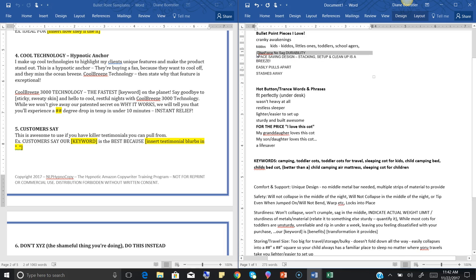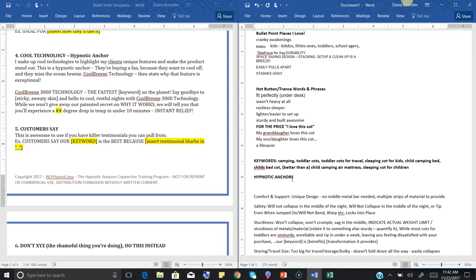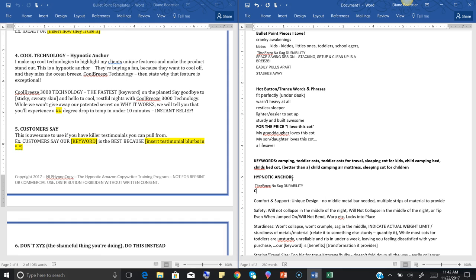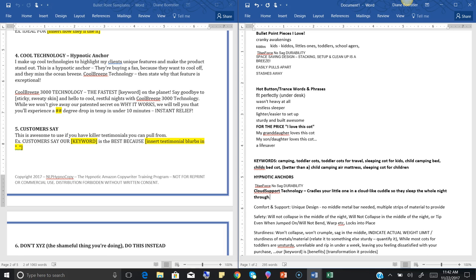That's a hypnotic anchor. That's one that I liked. We also had cloud support, which was excellent. So cloud support technology, right? Remember you always have to explain it. Cradles your little one in a cloud-like cuddle, so they sleep the whole night through. I would even say so they feel protected, so they feel comforted and sleep the whole night through, right?